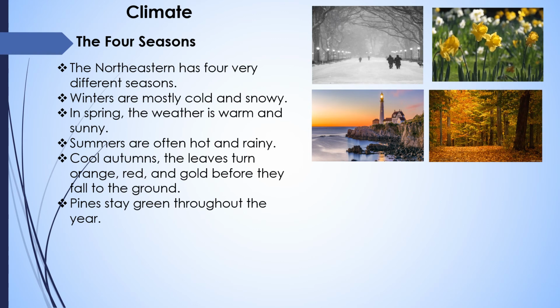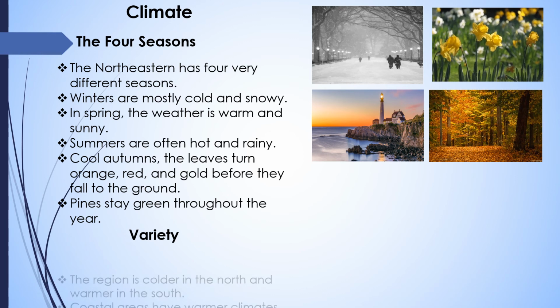Let's see the variations in the climate. Even during the same season, the climate in the Northeast varies from place to place. In general, the region is colder in the north and warmer in the south. Also, the coastal areas have warmer climates than inland areas, especially those in the high mountains.